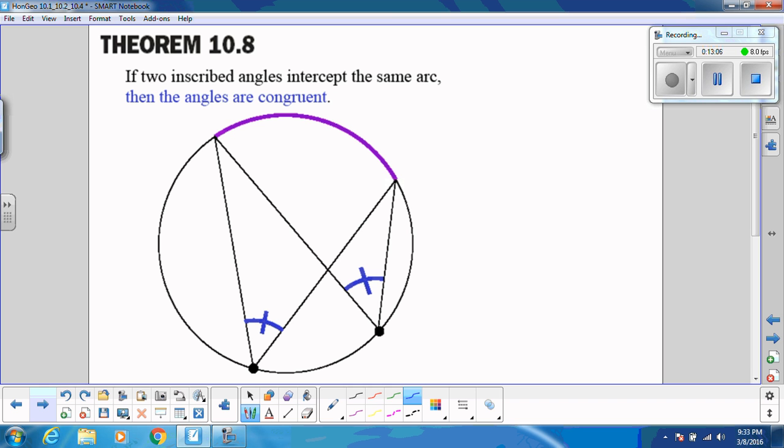Another thing that follows from that is if two inscribed angles intercept the same arc, then those angles are congruent. So look at this diagram for a minute. You see how both of these angles have the same intercepted arc, this purple arc. Let's say that was 70 degrees. Well, by the previous theorem, this angle right here is half of that, so this would have to be 35 degrees. And then this angle right here, since it has the same intercepted arc, would also have to be 35 degrees. So it makes sense that those two angles are congruent because they have to be the same measure.